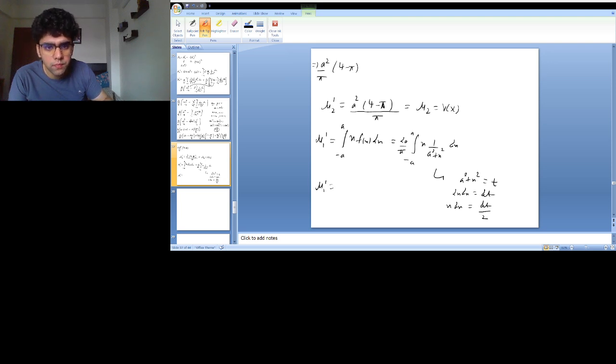So this gives me the integral from minus a to a of 1 upon t. Now replacing x dx with dt upon 2, I need to change my limits also. So this is 2a upon pi outside, this is a constant term.